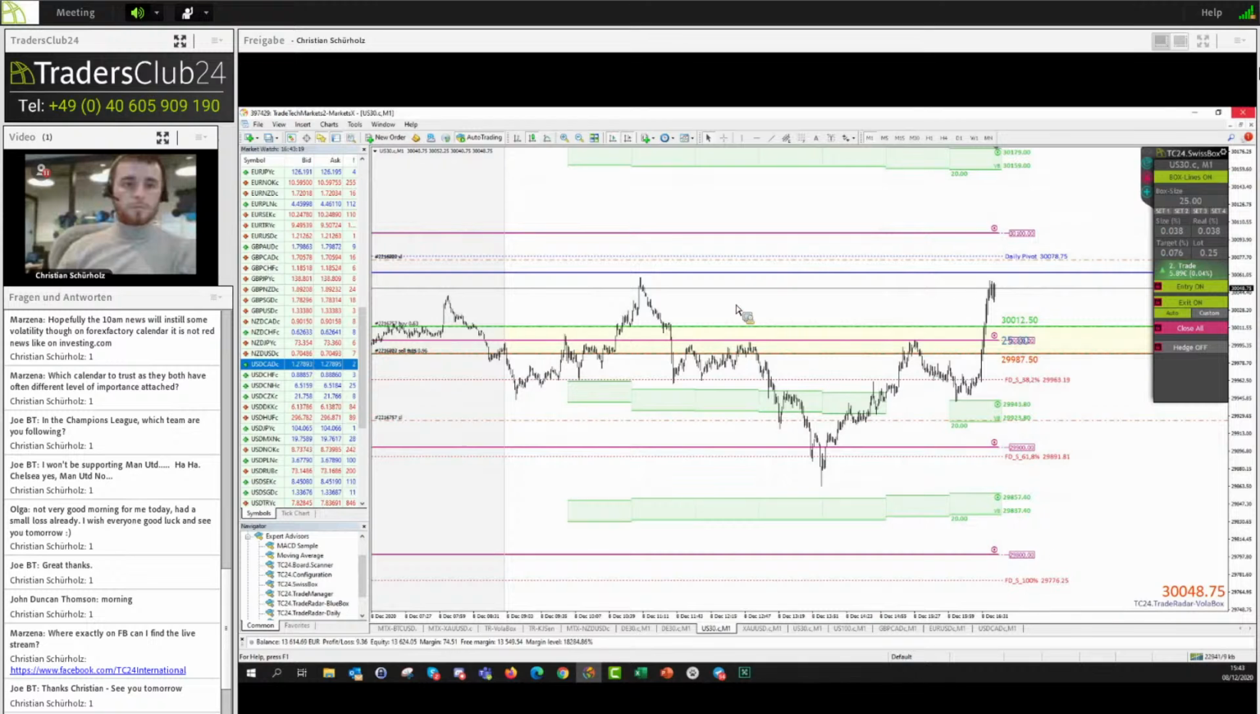Yep, so we're waiting for this breakout on Dow at the moment. Got that head and shoulders, kind of a reverse head and shoulders pattern here forming or formed. So we're currently at that end now where we're waiting for the breakout.